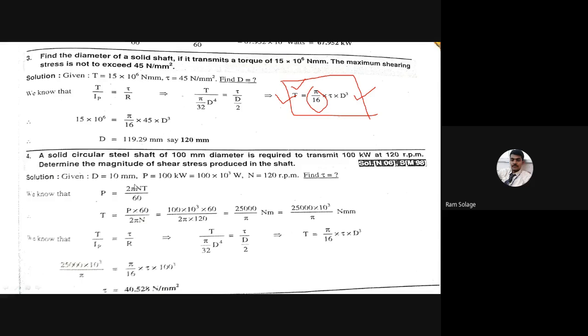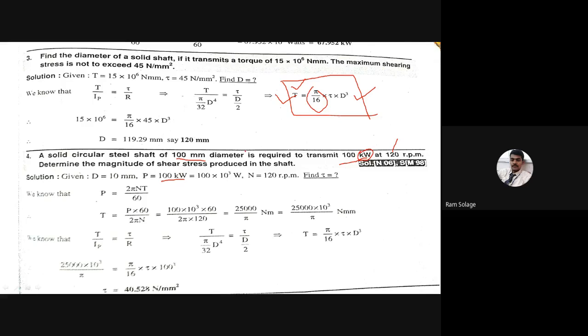Write down problem number 4. Write down given data. A solid circular shaft of 100 mm diameter means what? D is given. D is equal to 100 mm diameter is required to transmit 100 kilowatt. What is this 100 kilowatt? Depending upon that unit, they have mentioned kilowatt. It is a unit of power. Means what? P is given. 100 kilowatt. We have to convert that kilowatt into watt. That is 100 into 10 raised to 3 watt.